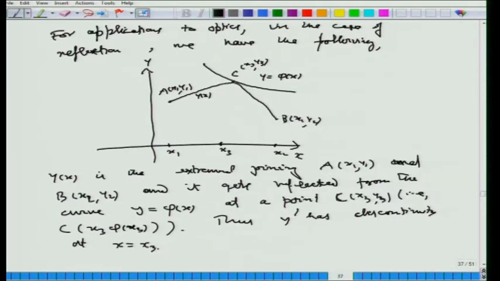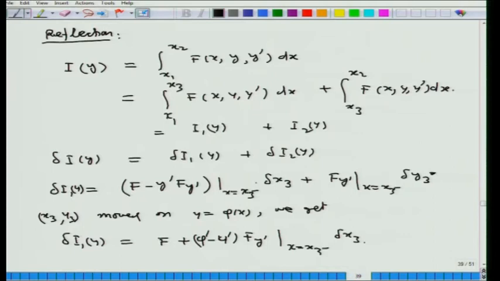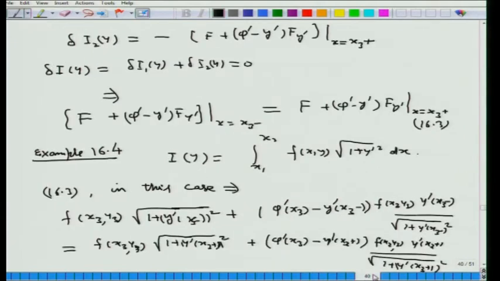In the first case, the reflection case, both A and B are on the same side of the curve y equal to phi x, and so we use the condition here, this delta I, which is the sum of the variations delta I 1 plus delta I 2. We break the integral from x 1 to x 2 at x 3, which is the point C (x 3, y 3), and so we get this delta I evaluated at x 3 minus, that is the left limit, and x 3 plus. Those two values are then equated, and that is the condition 16.3 which we had got in the last lecture.